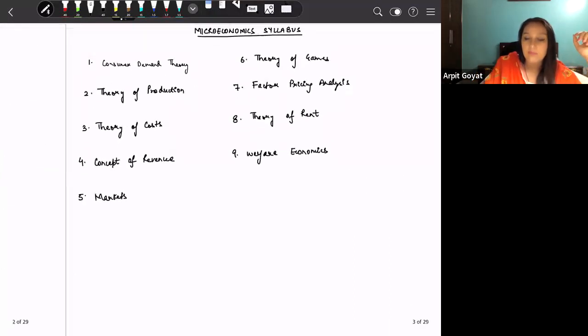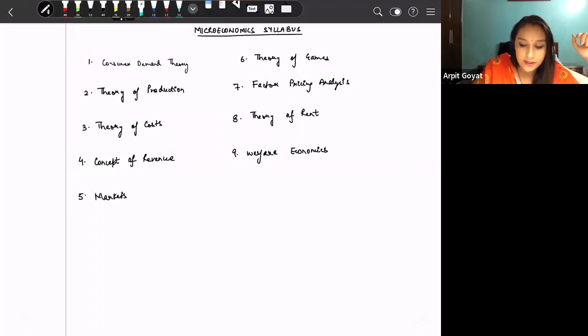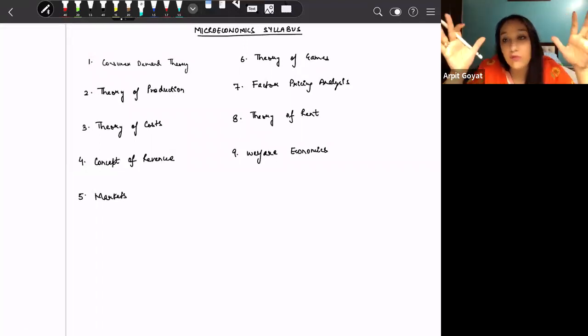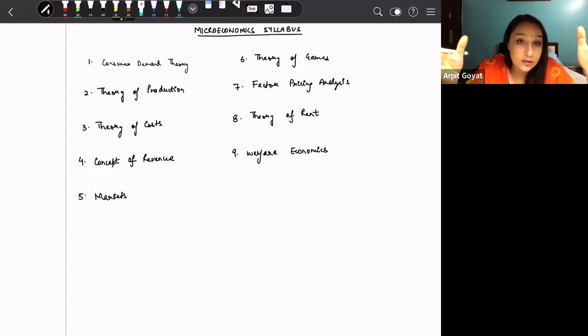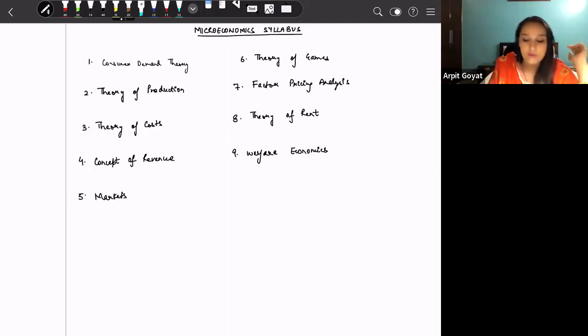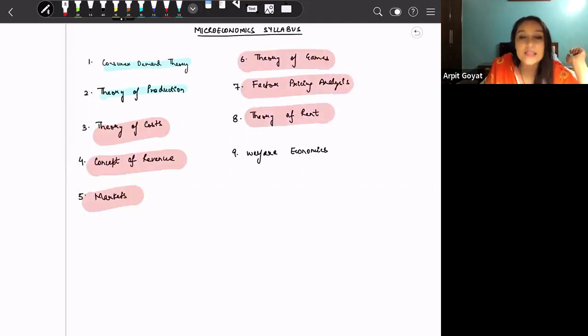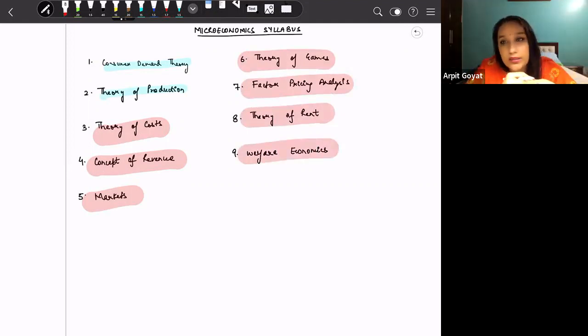Now, let's start with the microeconomics syllabus. This forms a very big part of your entire syllabus. This is the lengthiest part, microeconomics, but it is very important also. So we will discuss consumer demand theory, theory of production, theory of cost, concept of revenue, markets, theory of games, factor pricing analysis, theory of rent, and welfare economics. So this is a brief of the microeconomics syllabus, but within these topics, there are subtopics.